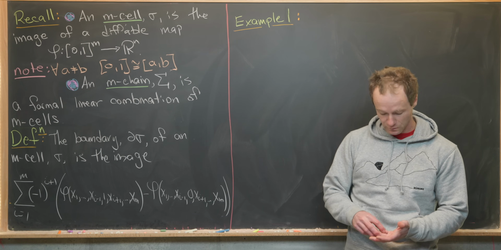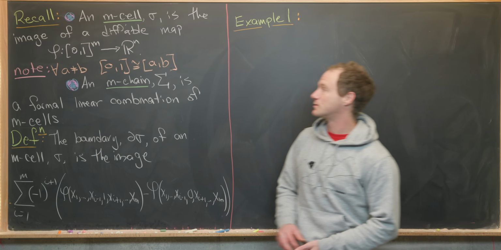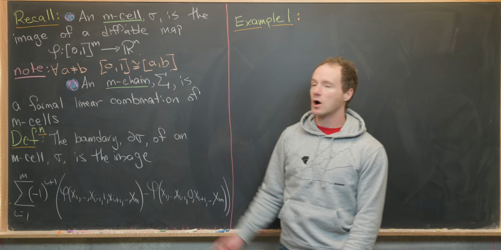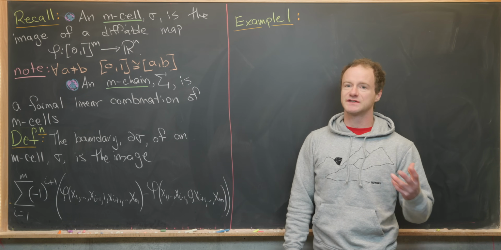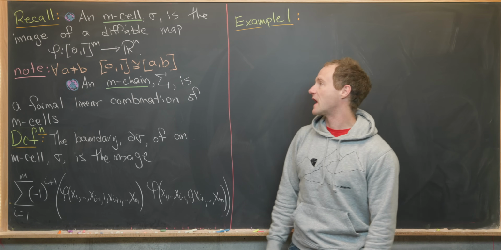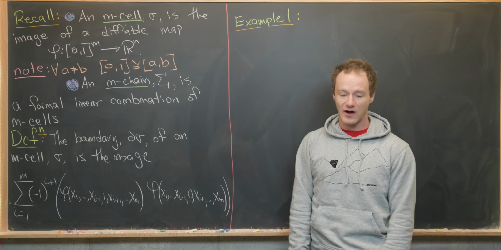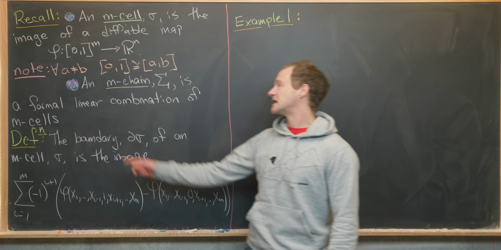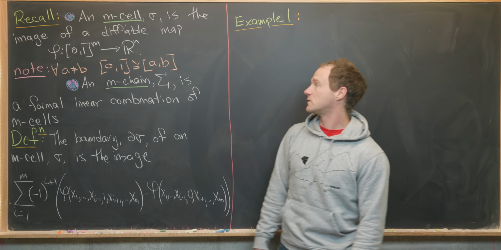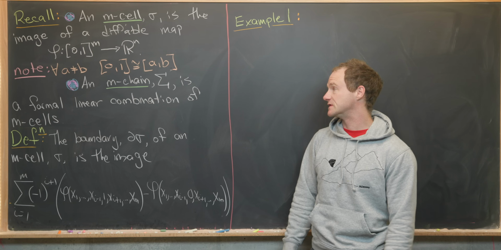An m-cell, which we'll denote by lowercase sigma, is the image of a differentiable map from m copies of the unit interval to R^n. So it's an m-dimensional substructure inside of n-dimensional space. And it's important to point out that while we write the unit interval in the definition, often in practice we use other intervals. That's because for all non-equal real numbers a and b, the interval a to b is diffeomorphic to the interval 0, 1, so we might as well just use that.